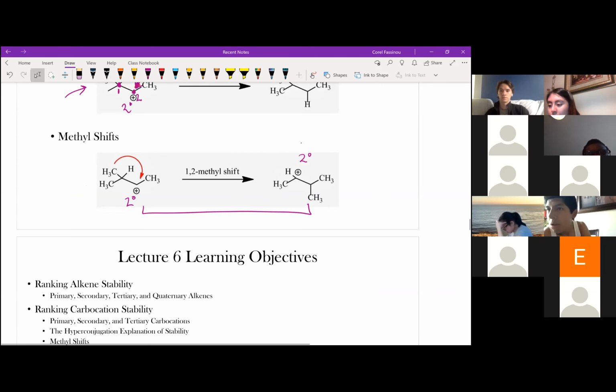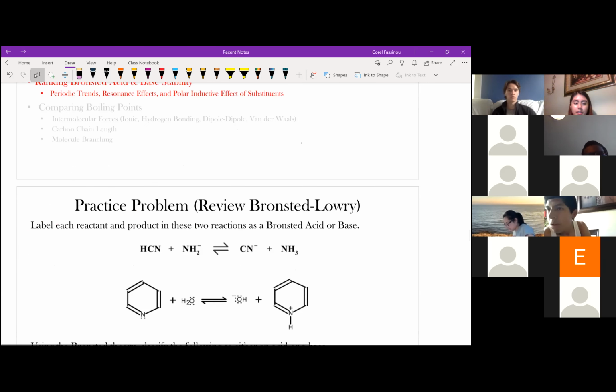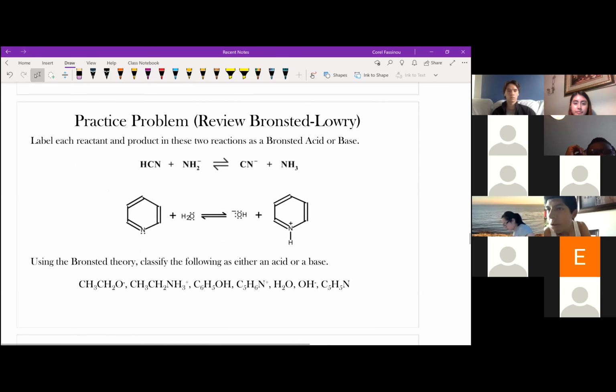All right, so now we just finished talking about how to rank alkene stability and then ranking carbocation stability, including the shifts that you can have to make carbocations more stable. So now we're going to switch gears a little and talk about how to rank Bronsted acid and base stability quantitatively, so just by looking at it rather than having these pKa values that we're generally used to. Let's just do the first two. If you are really interested, you can do the third one on your own.